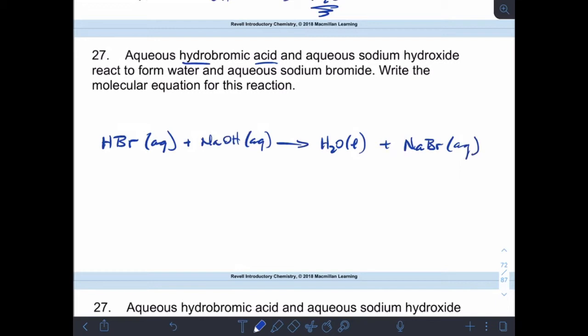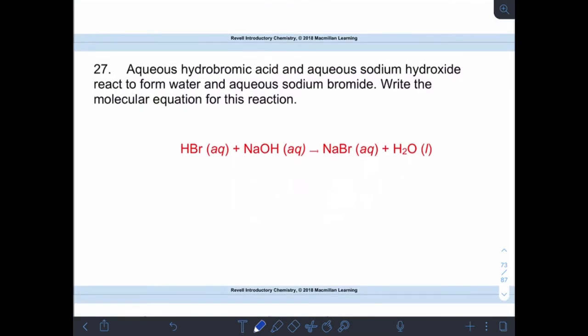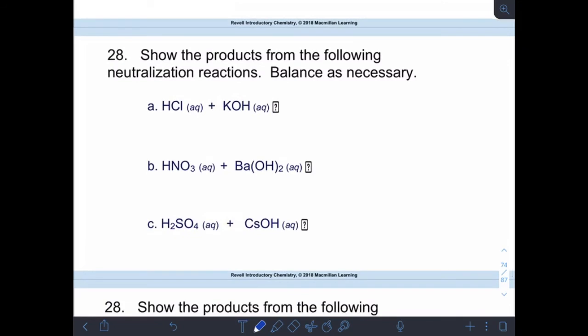There are two hydrogens on the left, one here, one here. Two hydrogens on the right. One oxygen on the left, one oxygen on the right. One sodium on the left, one sodium on the right. One bromine, one bromine. So our reaction is balanced. Balancing is usually the last step. All right, let's show the products, balancing as necessary.